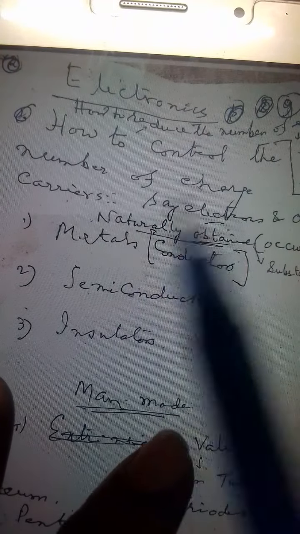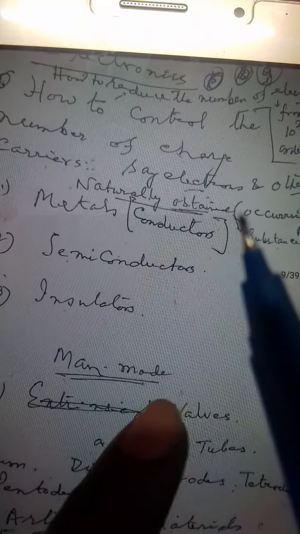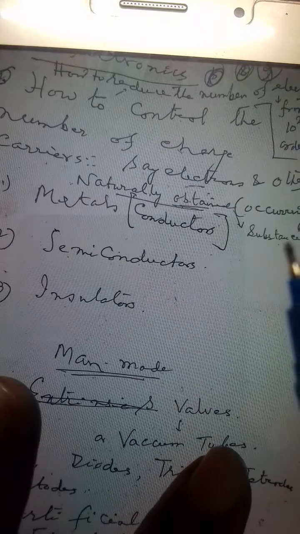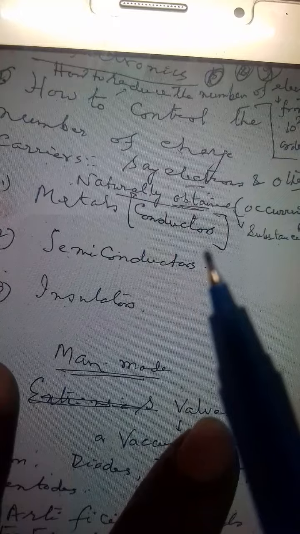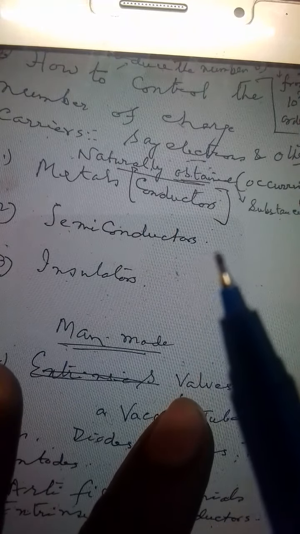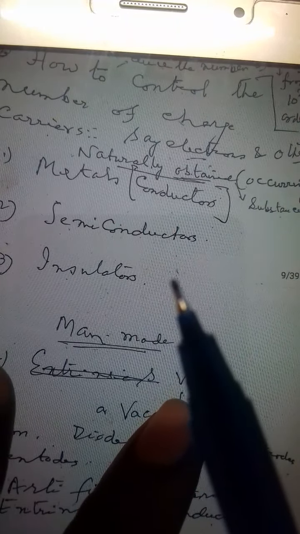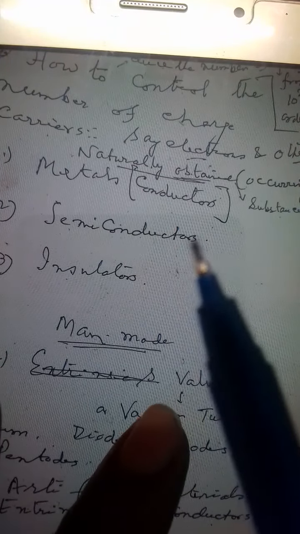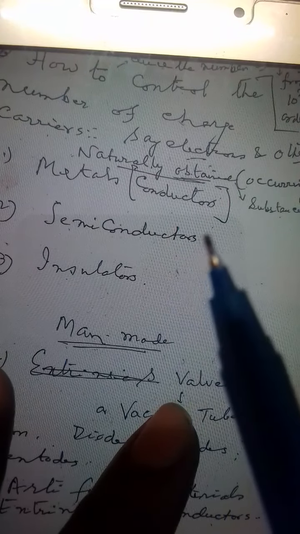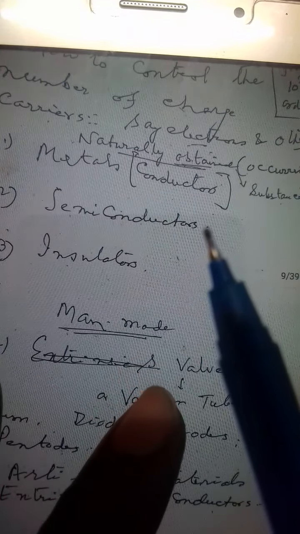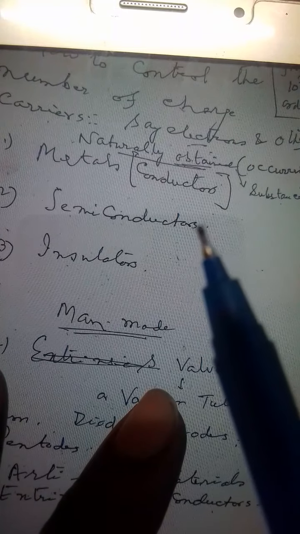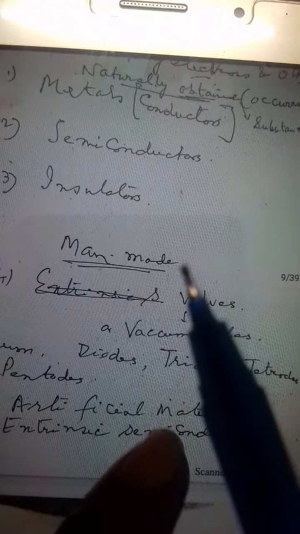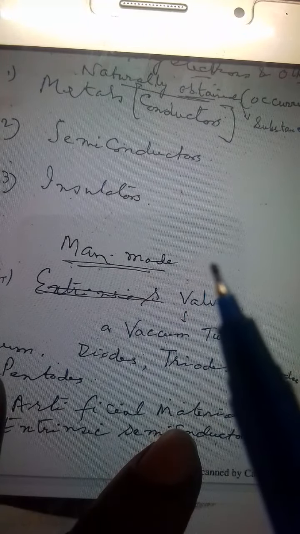Now, in metals, conductors, naturally obtained materials. It is a naturally occurring substance. Semiconductors, naturally occurring substance. Insulators, naturally occurring substance. We all obtain their nature. But for electronics purposes, I told you, pure semiconductors are not that advantageous. Now come man-made materials.